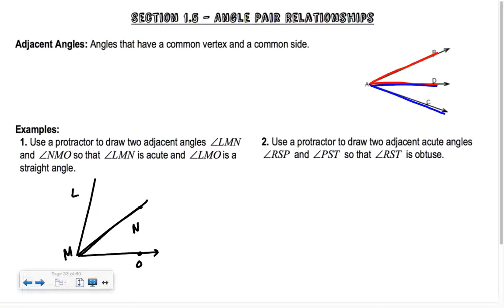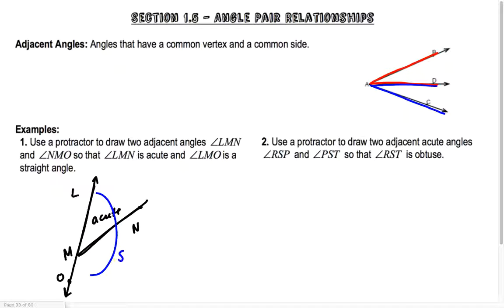Oh man, I didn't do this right. I want LMO to be a straight angle. So how do I have to adjust it? Where do I need to put this ray? Yeah, going down like that, right? Does that make sense? So this one's an acute angle, and this whole thing here is a straight angle.